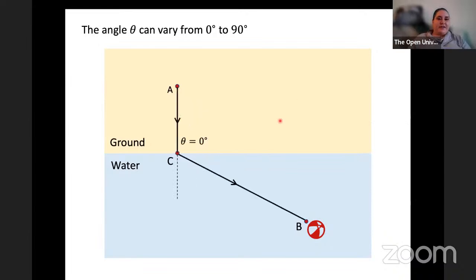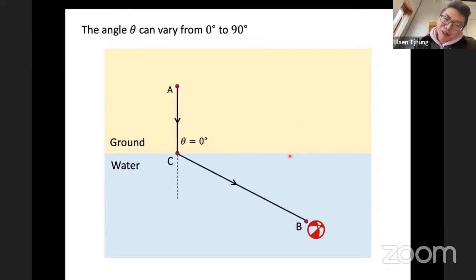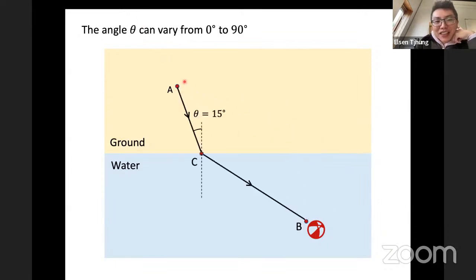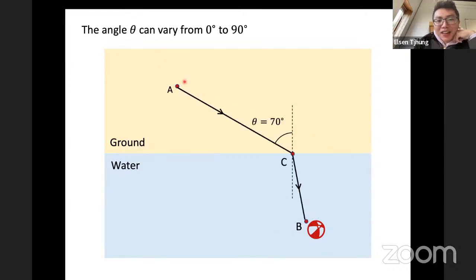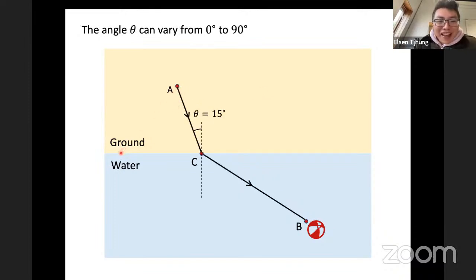Well, Wilson, yes, is right on top of it. It says the angle would be negative if the water speed is faster than the ground speed. Oh, that's interesting. Yes, you are right. Let me think about it. What do you mean by the angle is negative? This angle is defined to be the angle between the line AC and the vertical line, so that's the turning angle. I think if the angle is negative, basically you are going this way and then it goes this way.